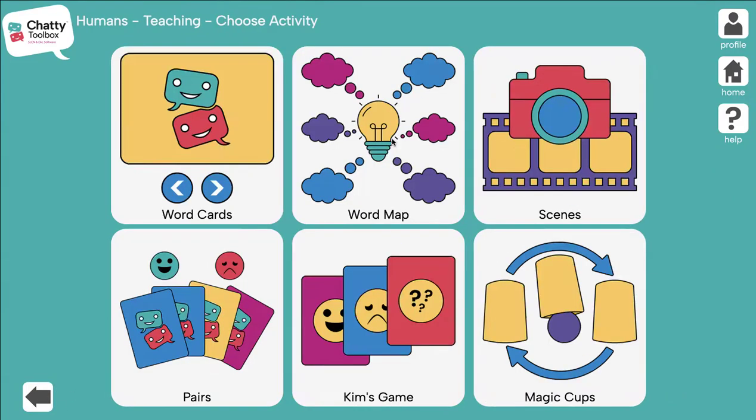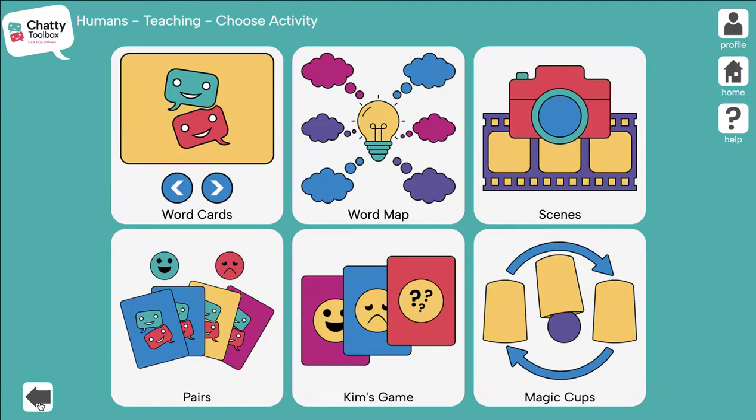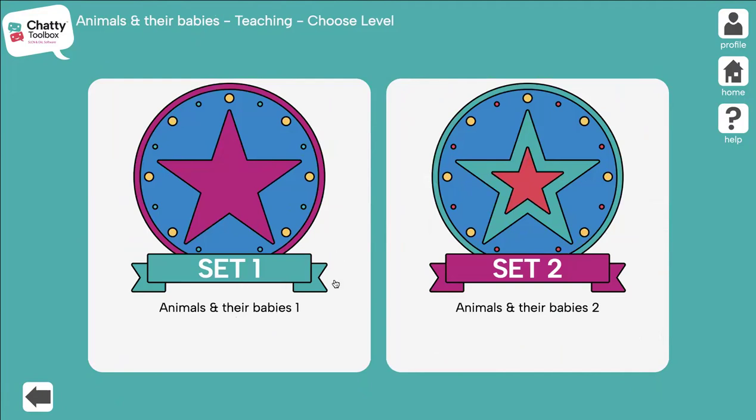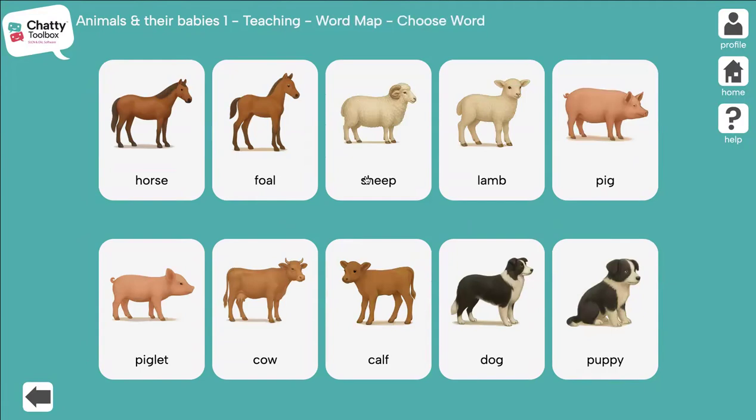Then you've got humans. So just to show you the vocab, we're going from being a baby through to teenagers through to elderly, just so the children are learning all those different stages of vocabulary for ages of adults. We've got animals and their babies, and there are two different sets of these. So easy animals, there's the vocab. So you're teaching them things like dog and puppy, sheep and lamb. You'd be amazed how many children don't know the baby names for animals.